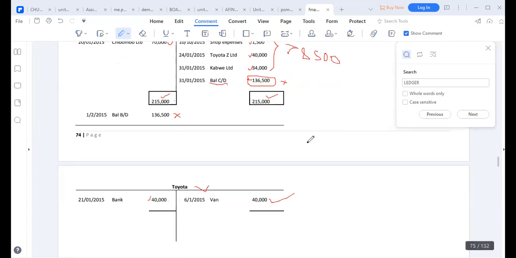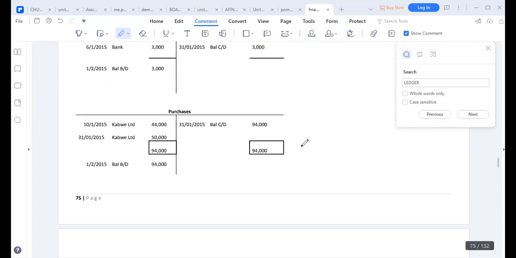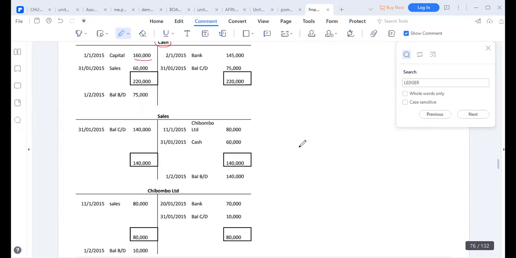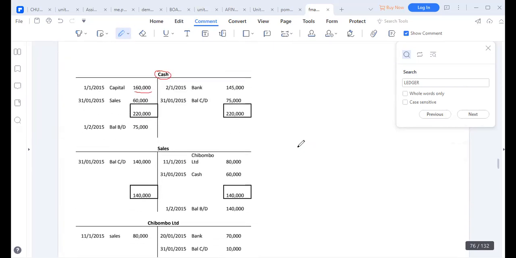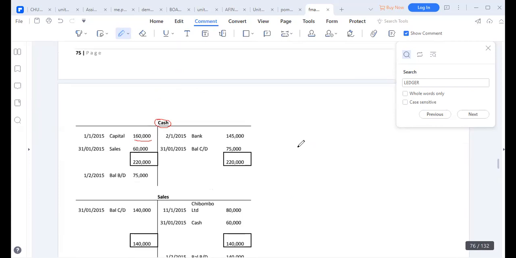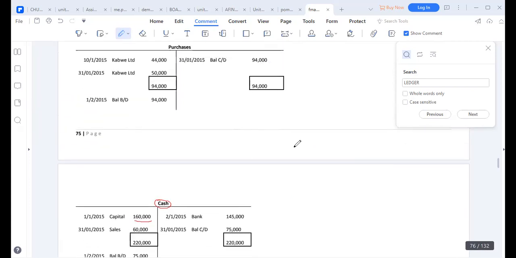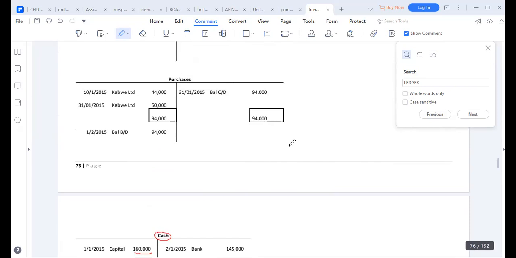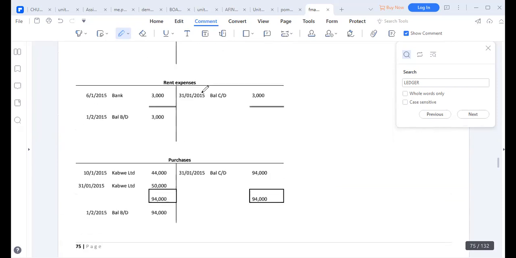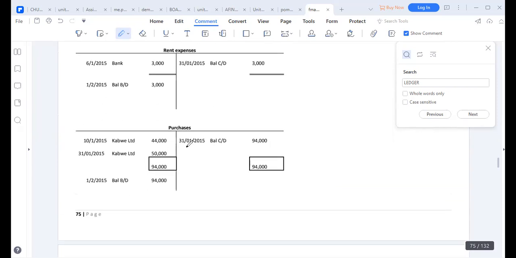Now, I want us to look at one which has got several entries so that we practice that. Okay, let us look at purchases. Are we on purchases? Let us look at the purchases account. Purchases has got one entry on the credit side. We are here on the purchase account.